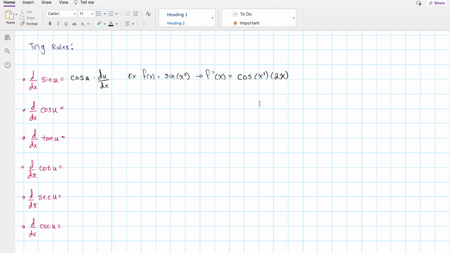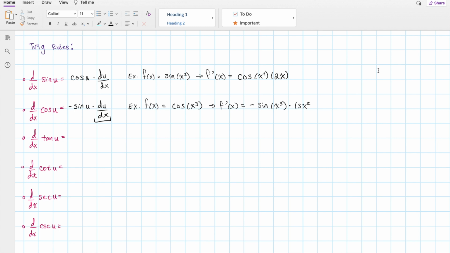In the next one, we have the derivative of cosine of u, and the rule for that is negative sine of u times du dx. Again, we're applying the chain rule right here. So for example, if our function is cosine of x cubed, our derivative is going to be negative sine of x cubed multiplied by the derivative of what is inside the bracket, which is x cubed, so 3x squared.